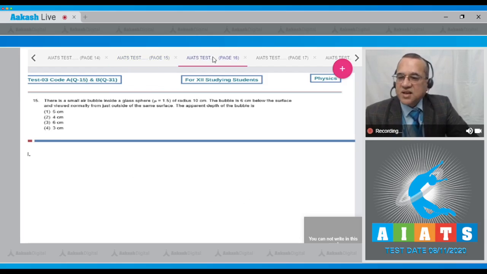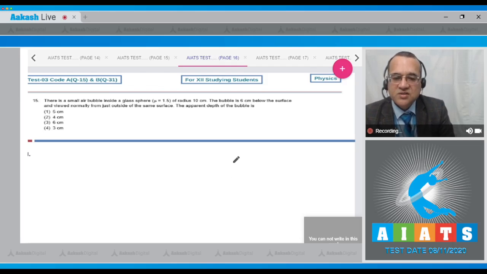The question number 15 says there is a small air bubble inside glass with a refractive index of 1.5 and radius 10 centimeter. The bubble is 6 centimeter below the surface and viewed normally from just outside the same surface. The apparent depth of the bubble is? These are the 4 options. So this is refraction at a curved surface, this was the curved surface. Radius of curvature is given to you. This R is equal to 10 centimeter. Right? This will be the center of curvature. This will be the pole.